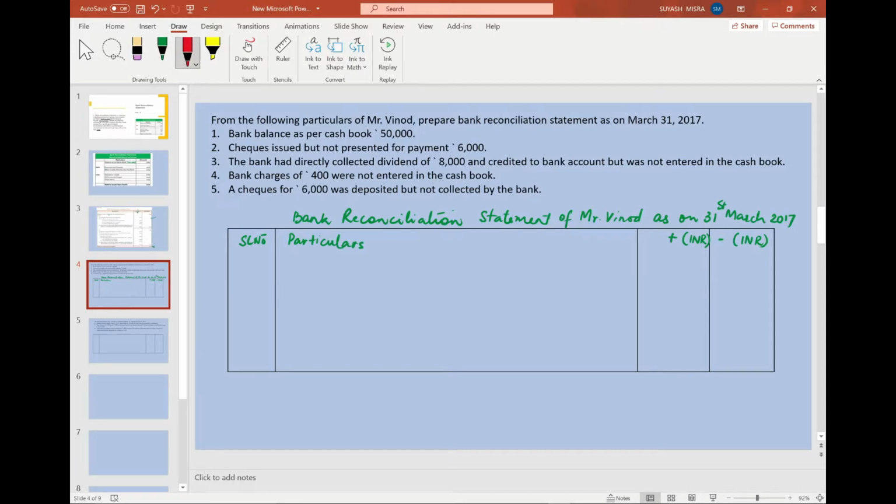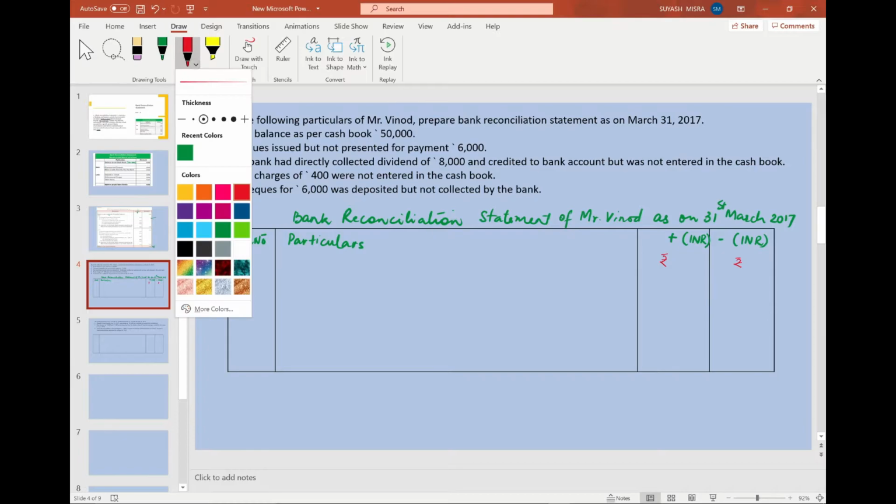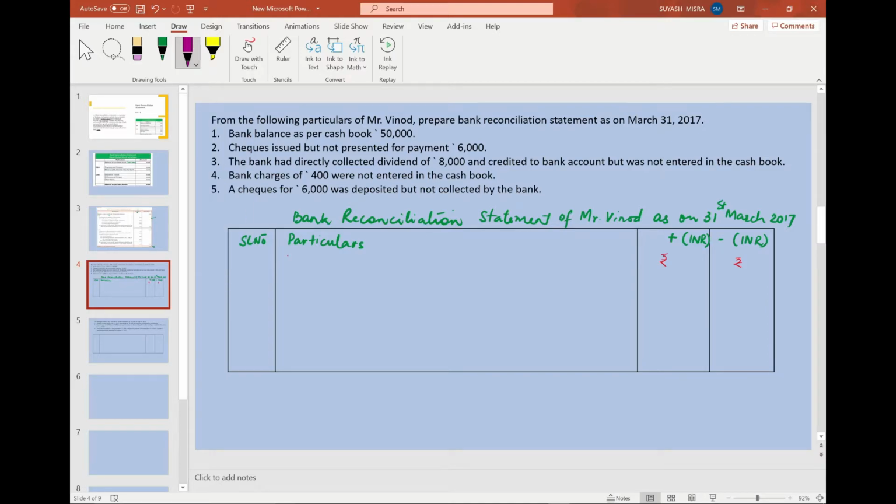So I will write here rupees, and here also rupees. Let me begin with my first entry. The first says bank balance as per cash book 50,000. So I'm going to begin with cash book. It's very easy when we start with cash book.